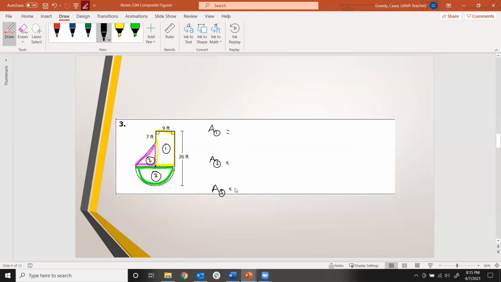Use the formula sheet that you have and the given information in your picture and see if you can find the area for these three things. Go ahead and do that now.